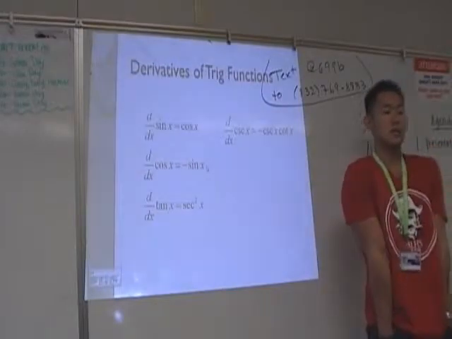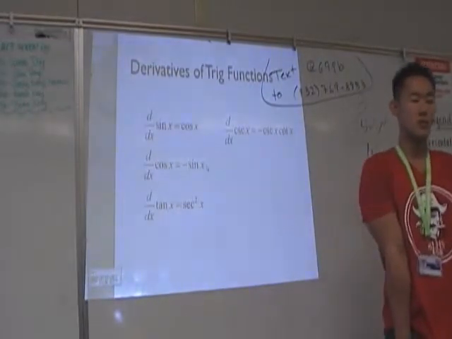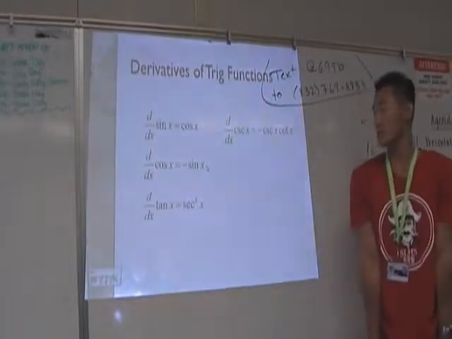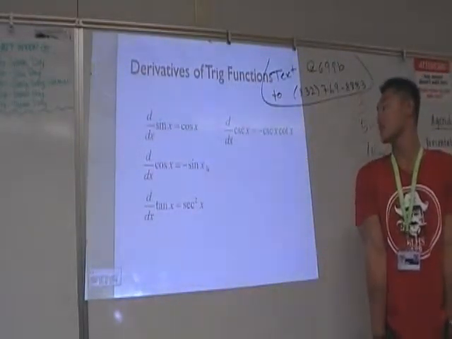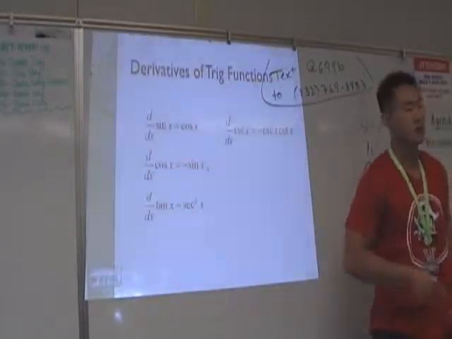The derivative of cosecant is negative cosecant times cotangent. So I actually don't expect you guys to memorize these, but you should be able to figure them out.